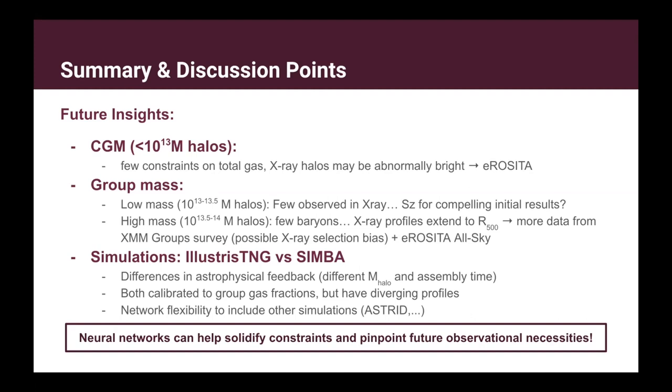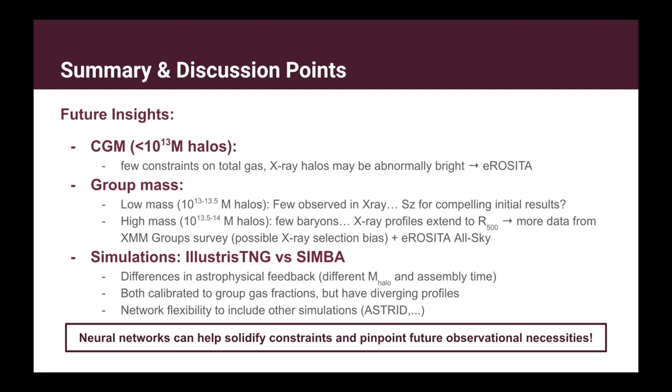Now with simulations, the first two that we're definitely going after are IllustrisTNG, which you've seen here, and SIMBA, which we hope to get to next. There are differences in the astrophysical feedback, so they have different halo mass and assembly times. That definitely leads to differences in inference versus truth plots. Both are calibrated to group gas fractions, but have diverging profiles. So this will definitely be an interesting aspect to delve further into.